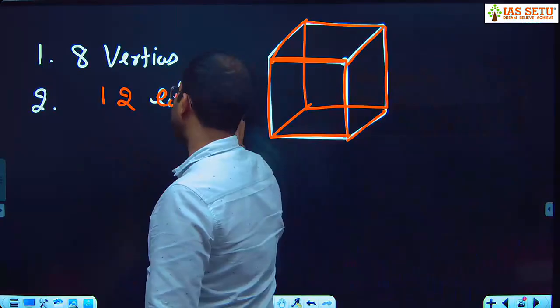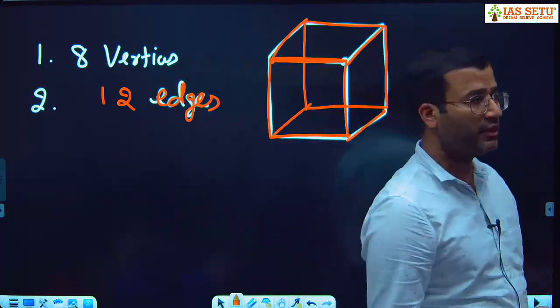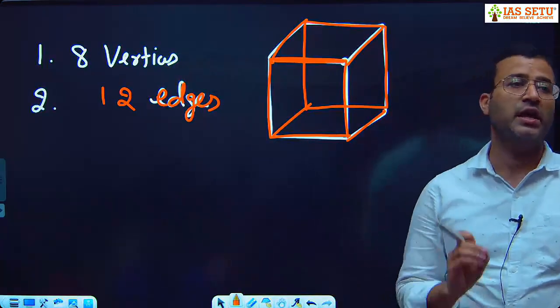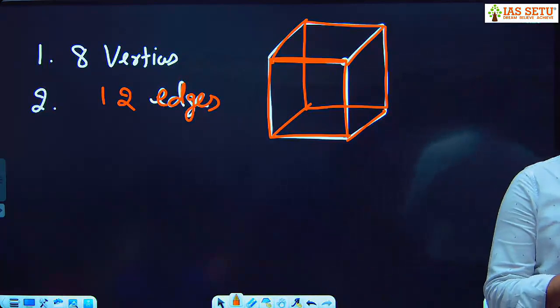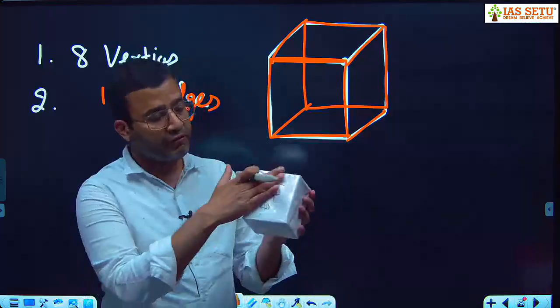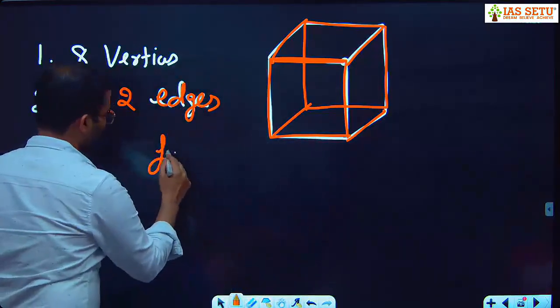I will use this property. These are very important. Every cube is having 8 vertices. Every cube is having 12 edges. Third property is this is called face of a cube. Face. It is called face.